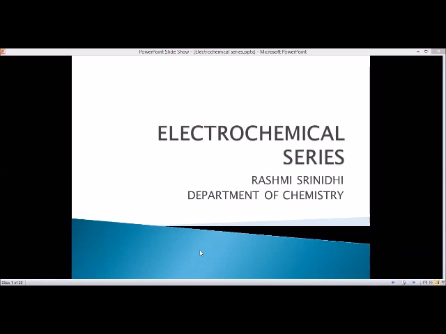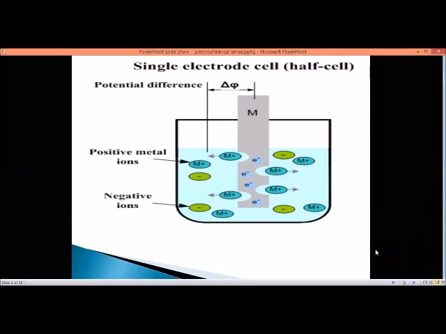So I'll just revise what we had done in the morning. In the morning we had started with the electrochemical series. I'll just revise it and then I'll go further ahead. So we had seen what a single electrode cell is. The single electrode cell is when an electrode is dipped in its salt solution. At that time this electrode can either lose electrons or gain electrons.